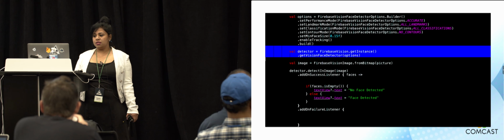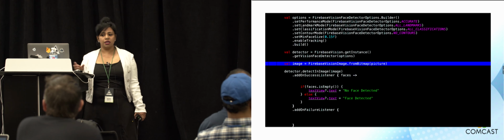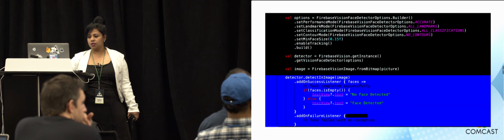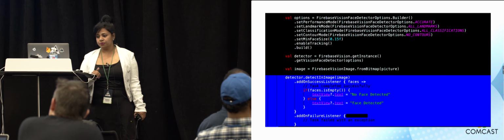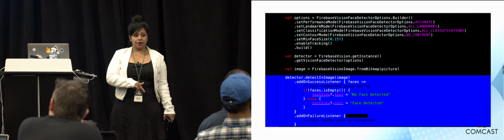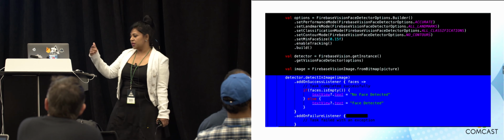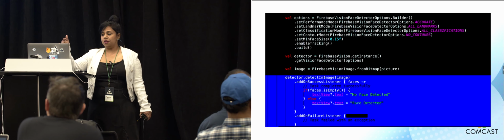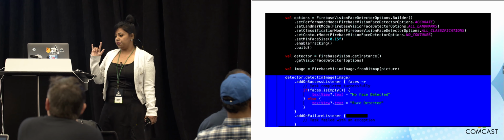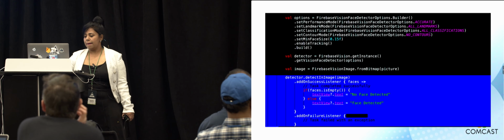Now I set my options. Then I'm setting these options to my detector. After that, I'm taking a bitmap image, converting it to a Firebase vision image, then giving it to the detector. You can see that if a face is not detected, you might think it's going to return an error, but it doesn't return an error. It will return a success response with the list as empty. So here I'm trying to print if the face is detected or not. If the list is empty, no face detected, and if the face is detected, it will return face detected in the text box.